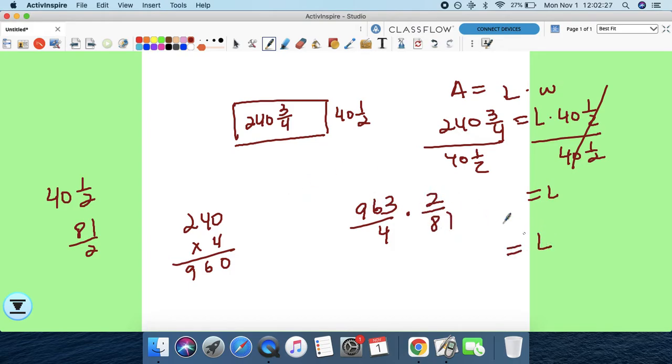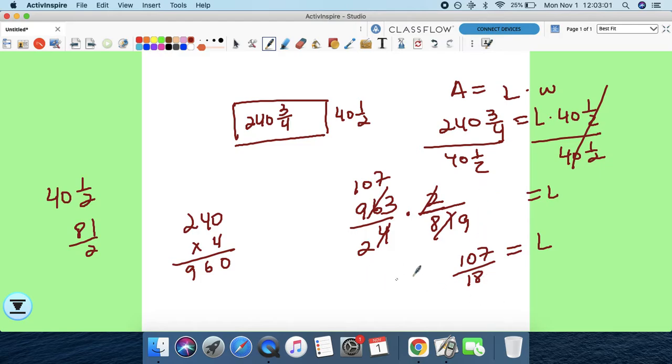Well, this and this can simplify a little bit. 81 is a multiple of 3, and 9, let's see, they both can be divided by 9. So 81 divided by 9 is 9. 963 divided by 9 is going to be 107. And is that it? Can I simplify anything else? No, that's not divisible by 3. So that's it. 107 divided by 18.